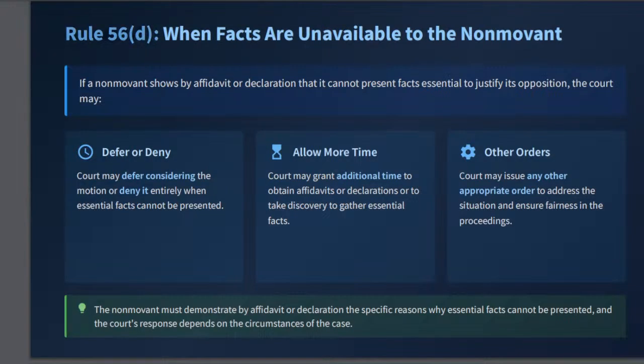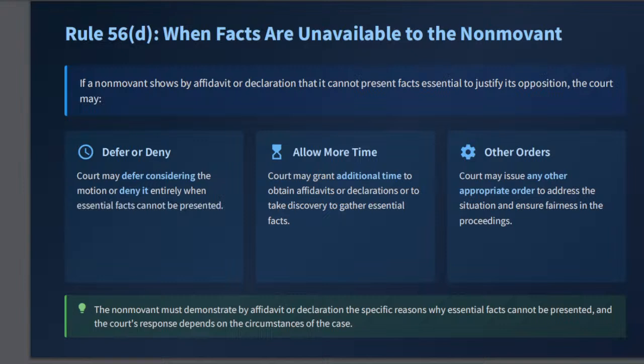And we're on to Rule 56(d). When facts are unavailable to the non-movant. Now that's the party that, so the movant is moving for summary judgment against the non-movant here. If a non-movant shows by affidavit or declaration that it cannot present facts essential to justify its opposition, the court may, there are a few things it may do, may defer or deny. The court may defer considering the motion or deny it entirely when essential facts cannot be presented.